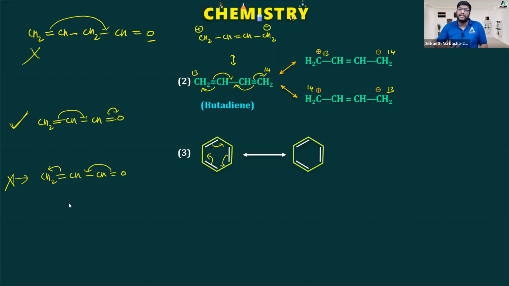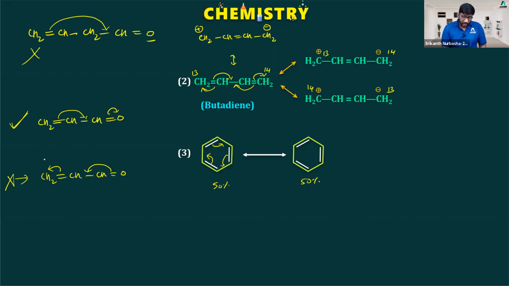So how to decide the stability of resonating structures? There are some set of rules. Based on those rules, we'll study it. Whenever we have equivalent resonating structures, their contribution is the same. Like for benzene, these two are equivalent, so it will contribute 50%. The other form is also contributing 50%.